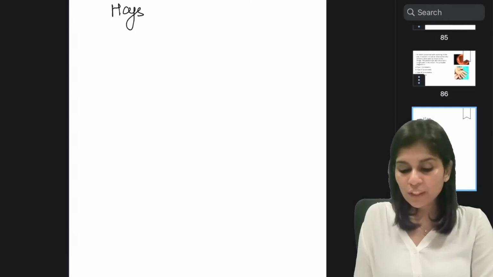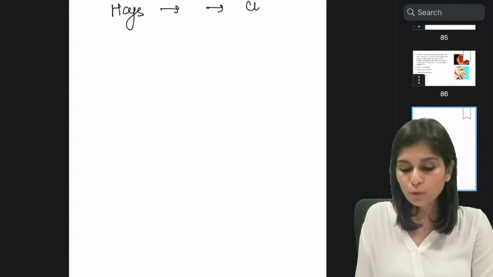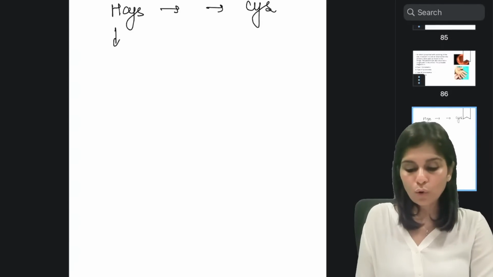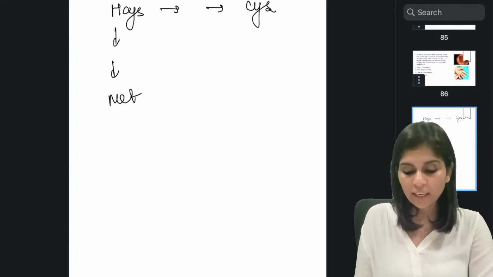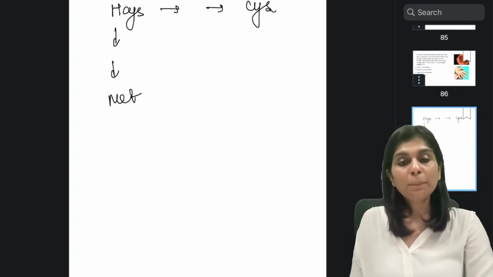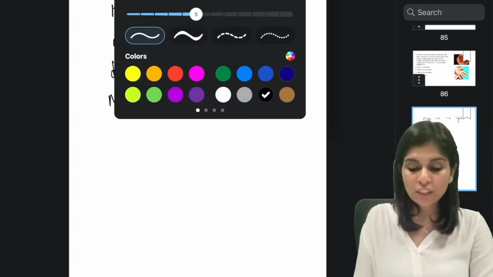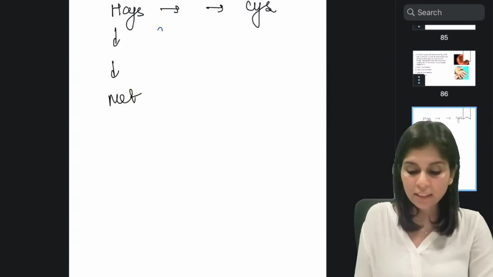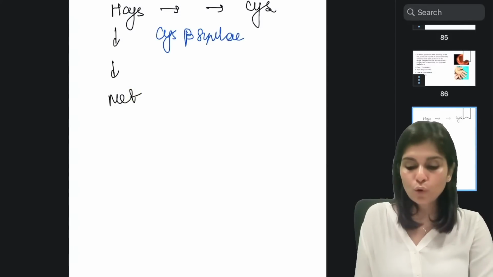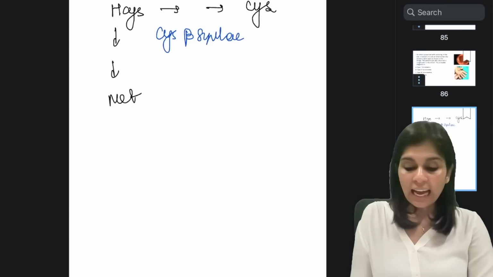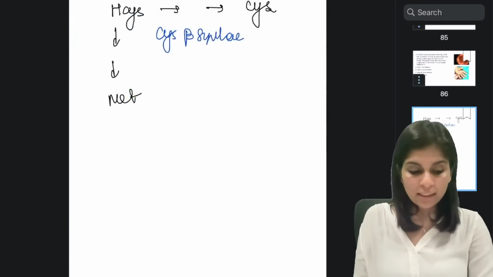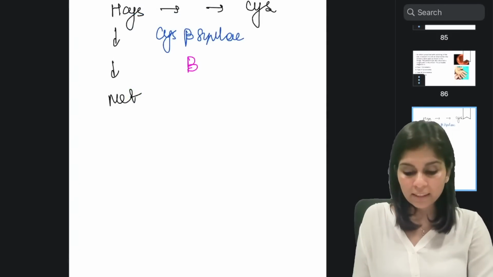Okay, so homocysteine has got two fates. One is homocysteine can become cysteine or homocysteine can become methionine. How does homocysteine become cysteine? In the presence of cystathionine beta synthase, homocysteine becomes cysteine. And that cystathionine beta synthase is dependent on B6.